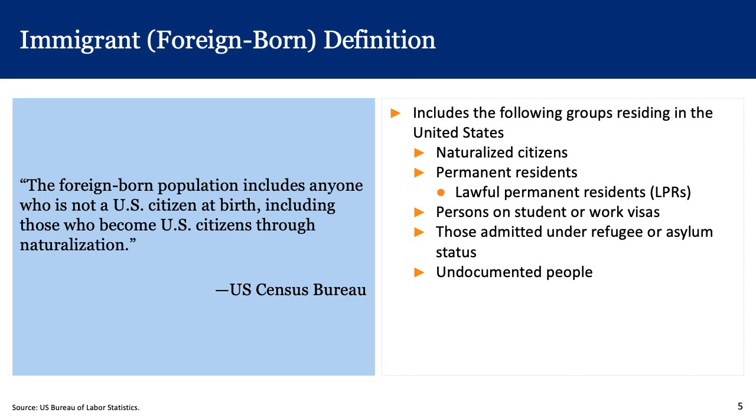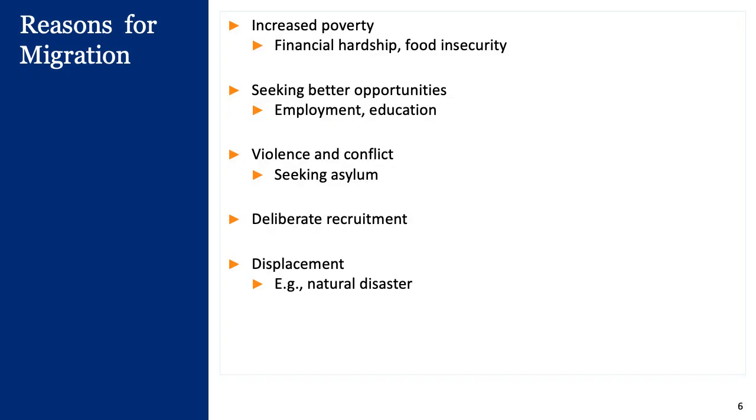So according to the U.S. Census Bureau of Labor Statistics, the term immigrants, also referred to as foreign-born, includes anyone who is not a U.S. citizen at birth, including those who become U.S. citizens through naturalization. Immigrants, or foreign-born populations, include naturalized citizens, permanent residents, also referred to as lawful permanent residents, as well as persons on student or work visas, those admitted under refugee or asylum status, and undocumented people residing in the United States.